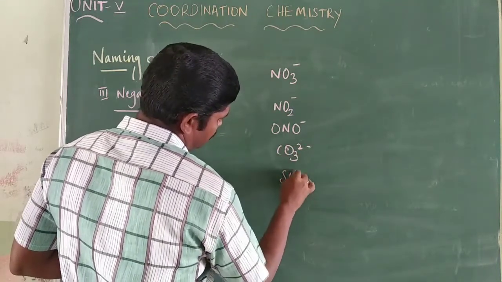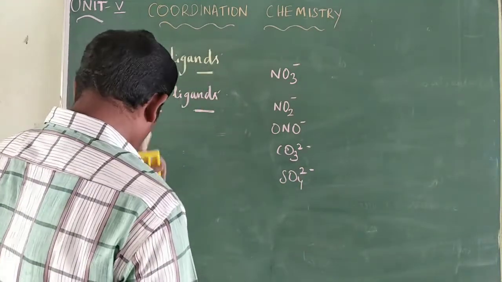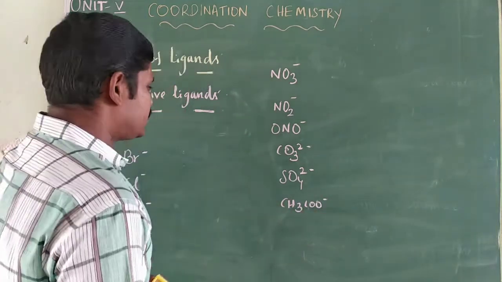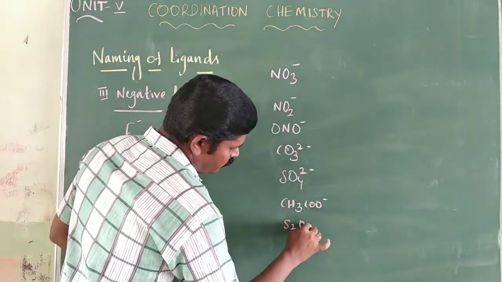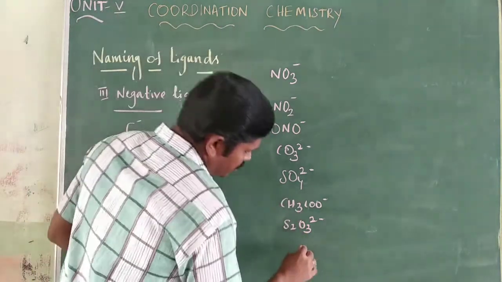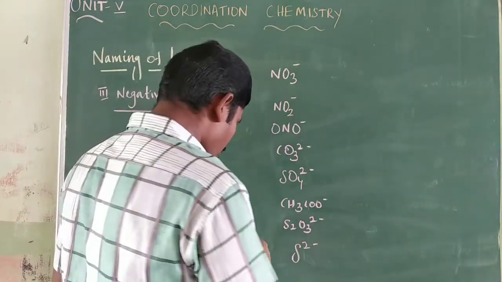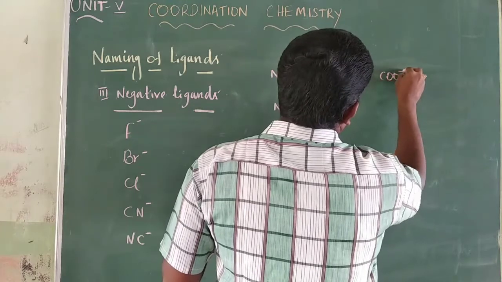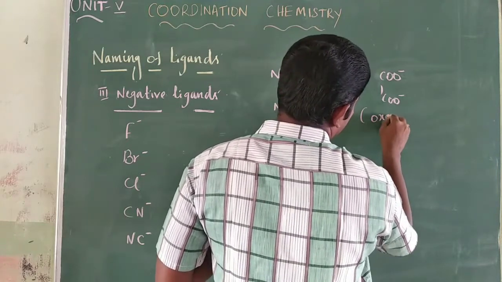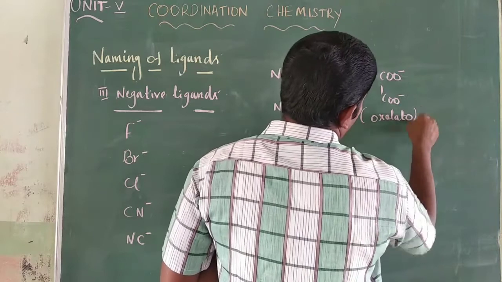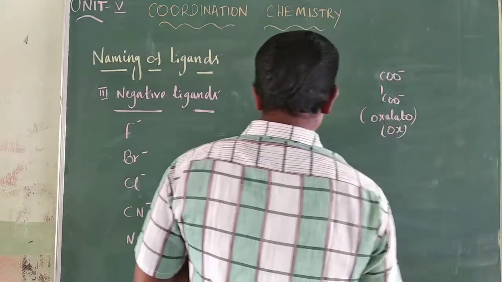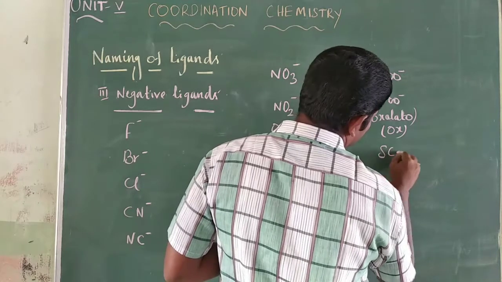CO3 2 minus, SO4 2 minus, CH3COO minus, S2O3 2 minus, right? S2 minus, COO minus. Oxalate. Right? Okay.